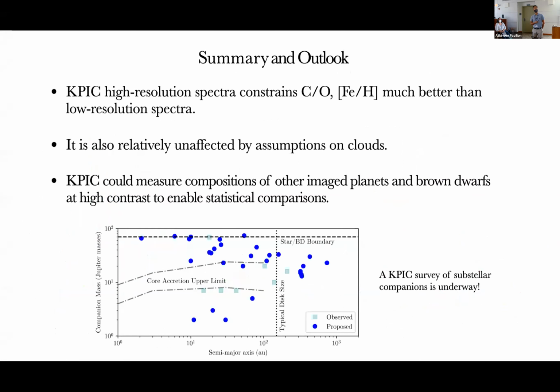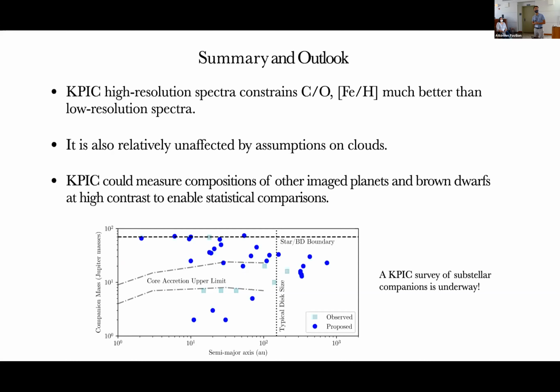To summarize, Kpick high resolution spectra can constrain the atmospheric composition well, much better than low res spectra. It is also relatively unaffected by any assumptions on clouds, which are a major unknown in this field. This is very good because we can, in a sense, get around the problem of clouds.